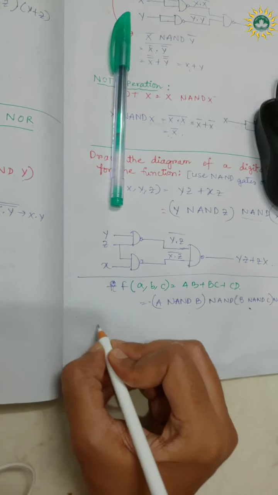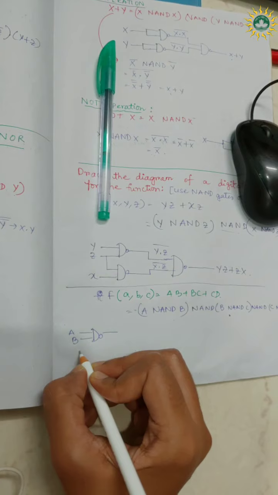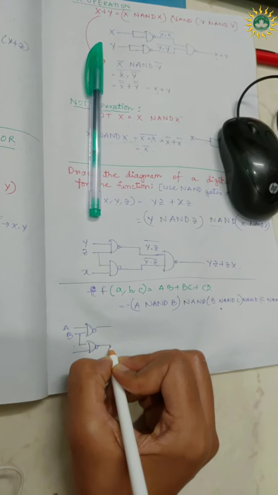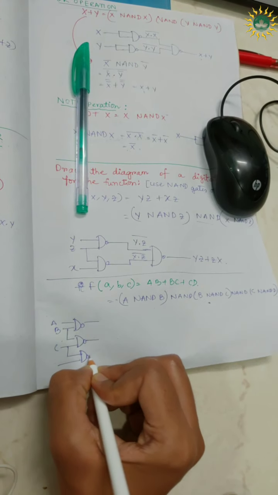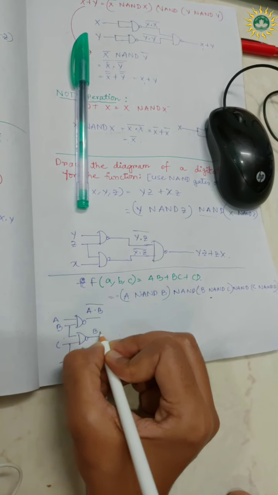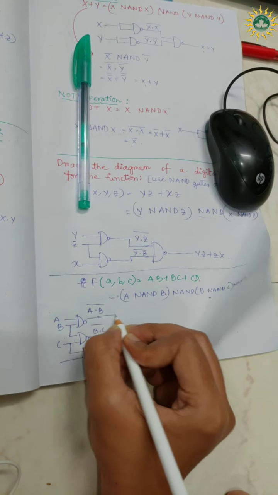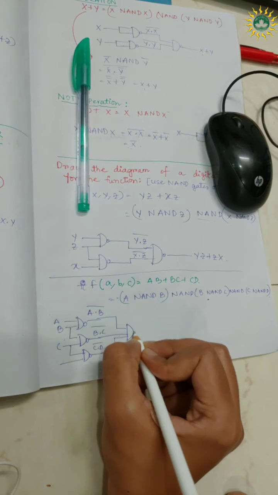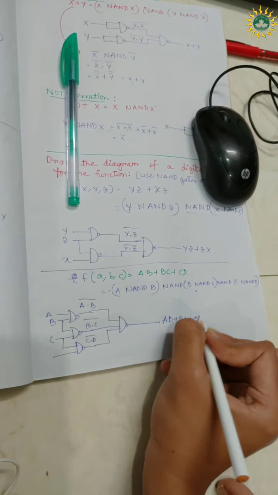So A NAND B will give you this. This is A NAND B. Now B NAND C will give you this. This is C. And then C NAND D will give you this. This is A NAND B. This is B NAND C. This is C NAND D. And then these three will be NANDed together and give you the output. That's done. That easy, guys.